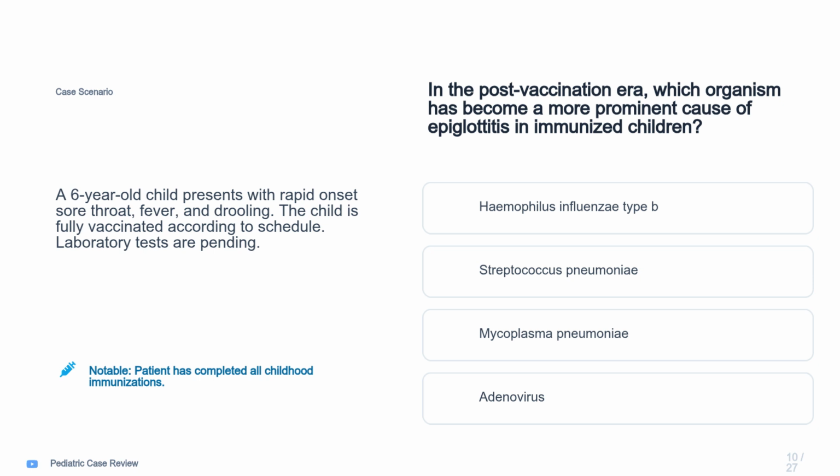Laboratory cultures are pending. What is the most likely causative organism in this vaccinated child today? Option A, Haemophilus influenza type B. Option B, Streptococcus pneumoniae. Option C, Mycoplasma pneumoniae. Option D, adenovirus. Consider how vaccination has changed disease epidemiology.